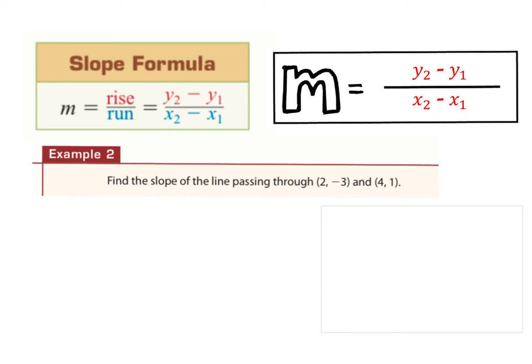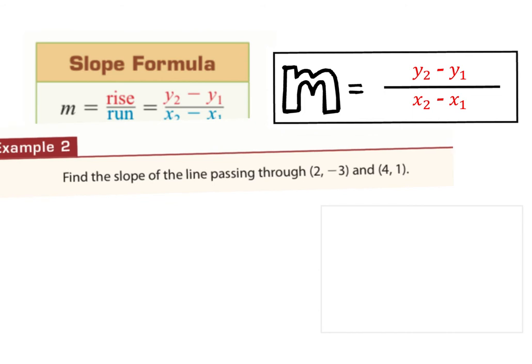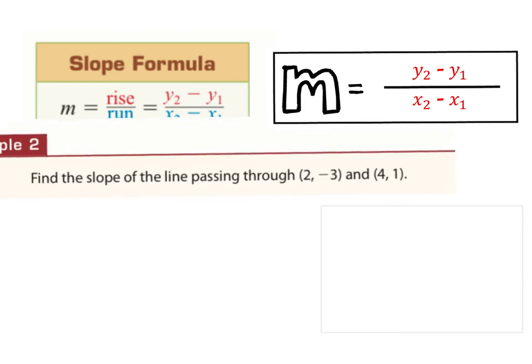So let's say you've been given these 2 points, all right? (2, -3) and (4, 1). So I have these 2 points, and I need to subtract my y's and subtract my x's. So the first thing I typically do here is I label them, all right? If this is my first group, then I'm going to say this is my first x and this is my first y. And then if this is my second group, I'm going to say this is my second x and this is my second y.